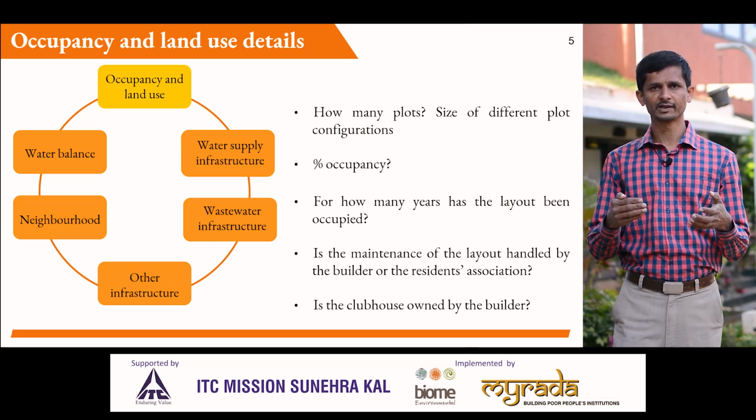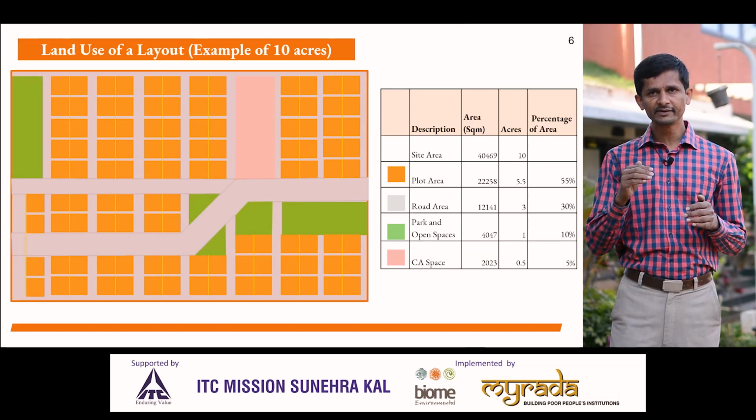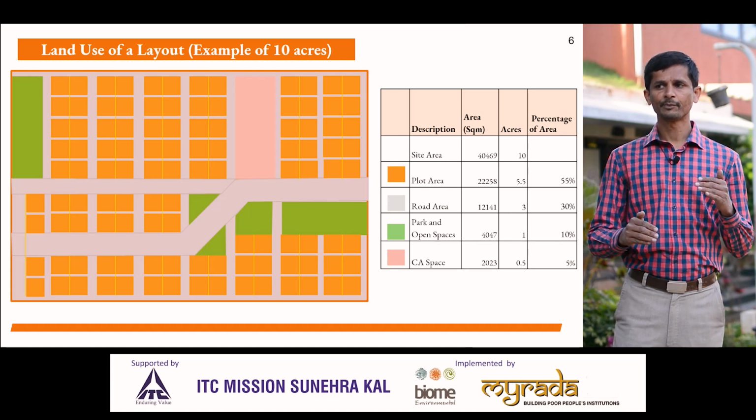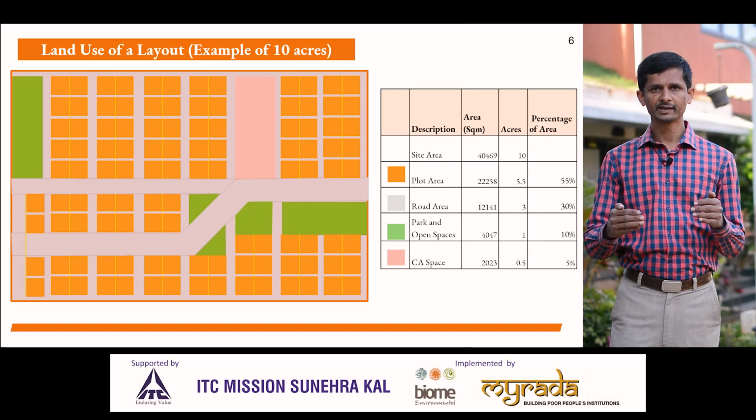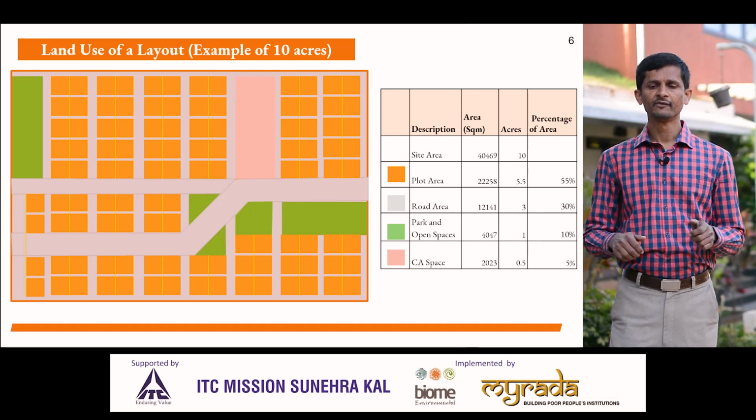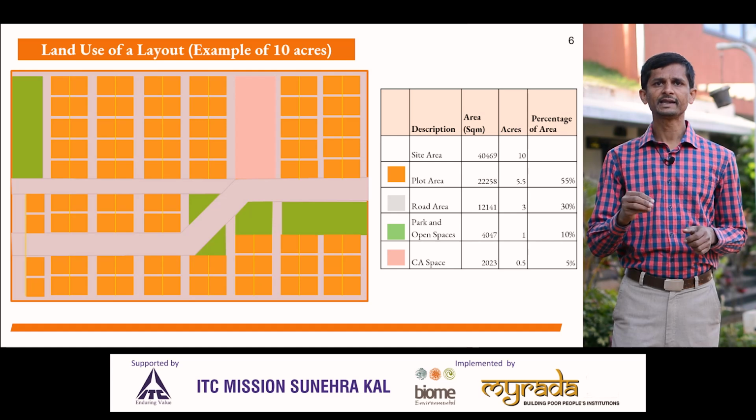infrastructure like clubhouse. The land use is generally divided into 4 categories: the plot area, road or paved area, park and open spaces, and the civic communities area. For the purpose of this video, let's assume the layout size is 10 acres.